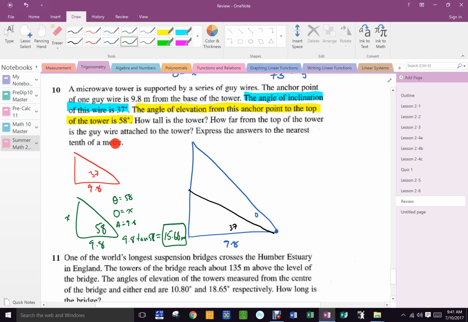How far from the top of the tower is the second guy wire attached? So then I need the red one, which I know is going to be 9.8 tan 37, which is 7.38. How do I find out how far from the top? What do I do with those two numbers? Add them? Subtract them. 15.68 minus 7.38 is 8.3 meters. All that for 4 marks, because that was a tricky drawing to do.